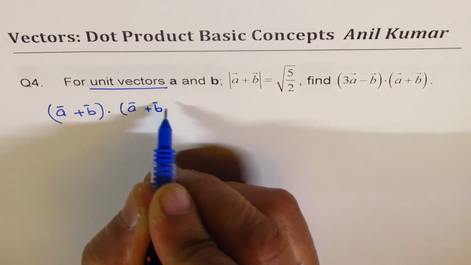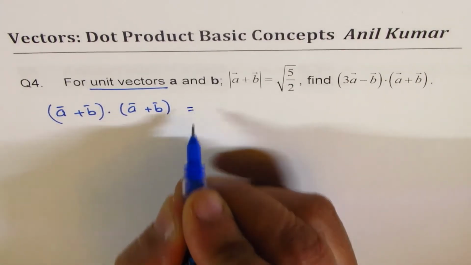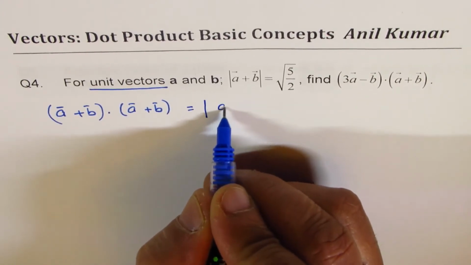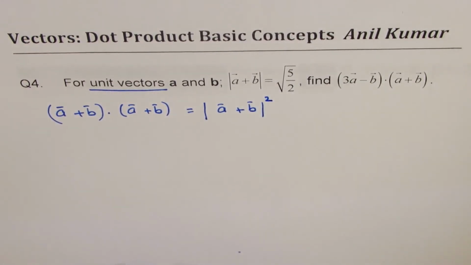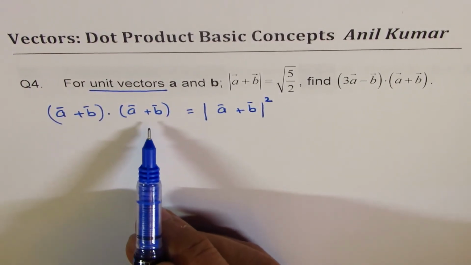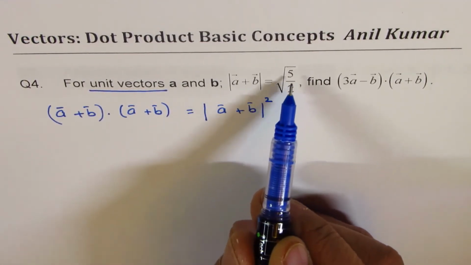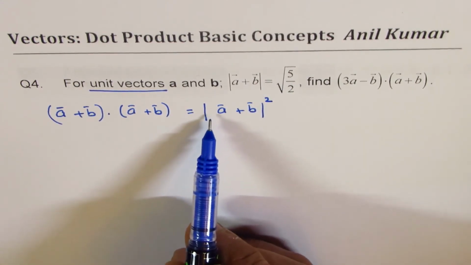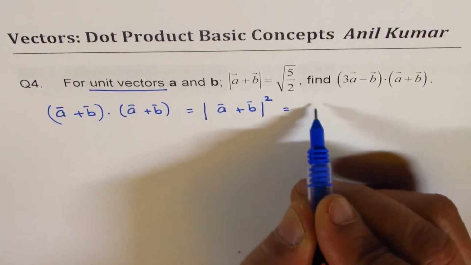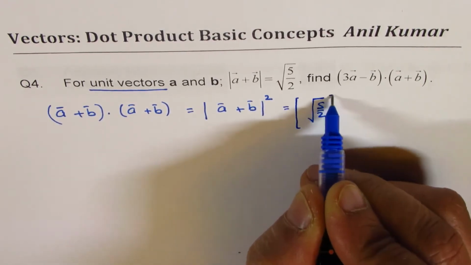So what is A plus B dot A plus B? Can you tell me that? What is A plus B dot A plus B? Well, this is equal to magnitude of A plus B whole square, right? So that is the property of dot product. Now, magnitude is given to us as square root 5 over 2, and therefore square of that should be equal to square root 5 over 2 whole square, right?